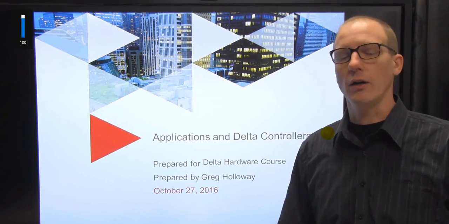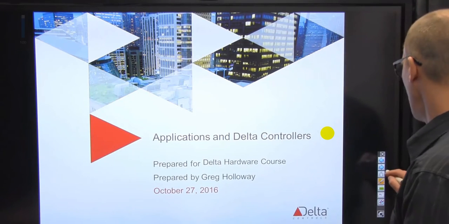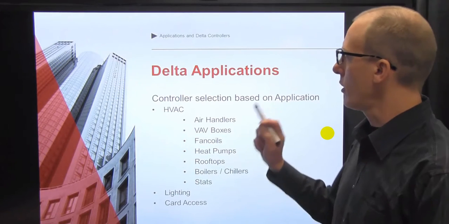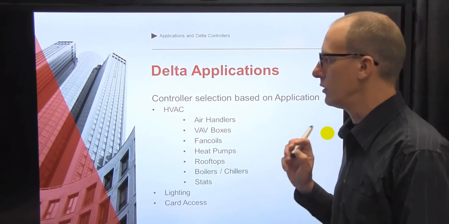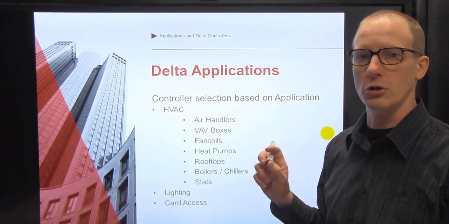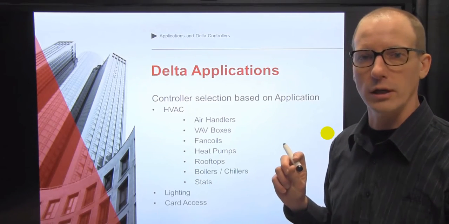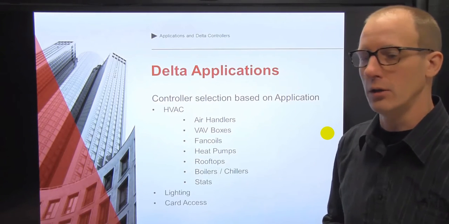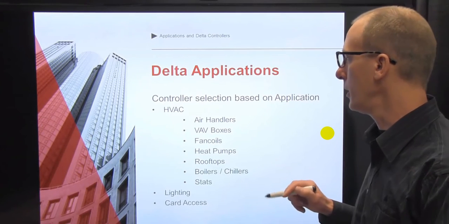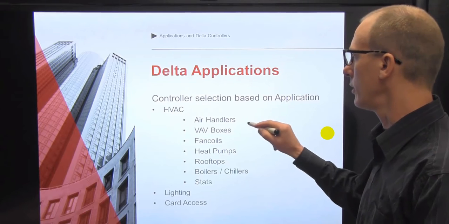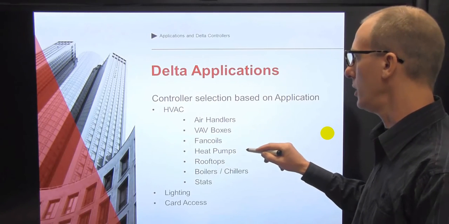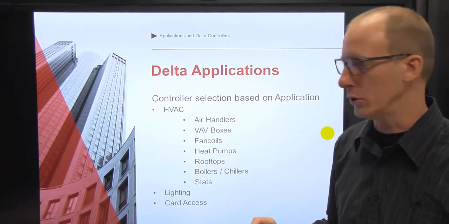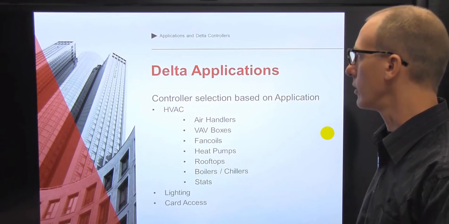So in this training course, we're going to be talking about applications. As part of that, we want to talk about what Delta controllers are suitable for what applications in the HVAC world, as well as lighting and access, as we'll get to. Inside of the HVAC family, we want to talk about air handlers, VAV boxes, fan coils, heat pumps, rooftops, boilers and chillers, and also stats for wall use, of course, and then lighting and card access.